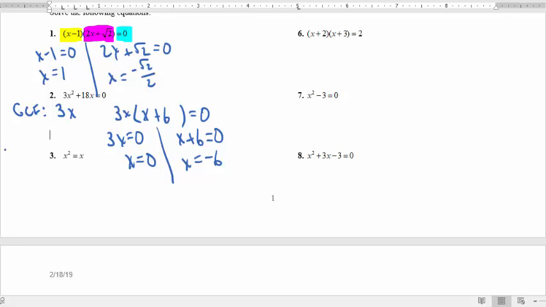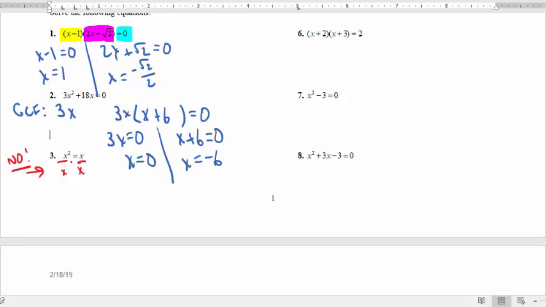Now number 3, the problem with that is it's not equal to 0, right? Now the mistake a lot of people will make here is they'll say, oh, okay, I can divide out an x. No, you don't do this, because if you do this, what ends up happening is you're losing one of your solutions, right?